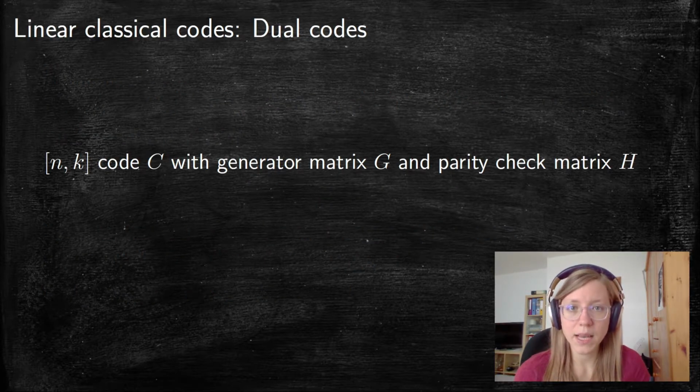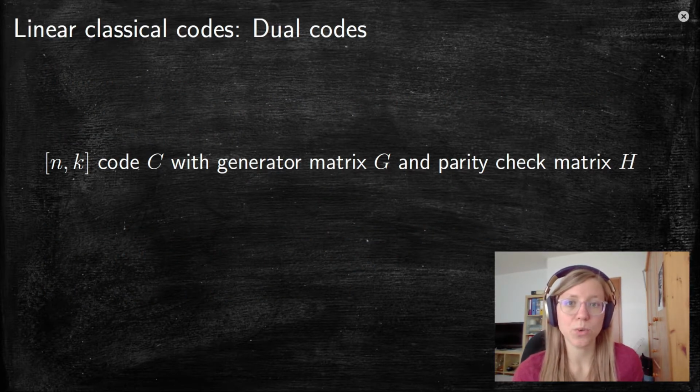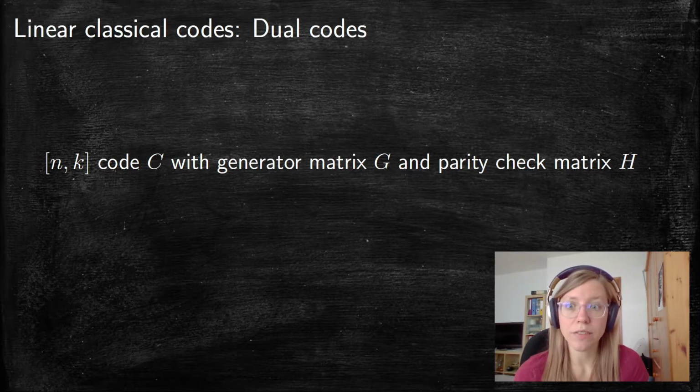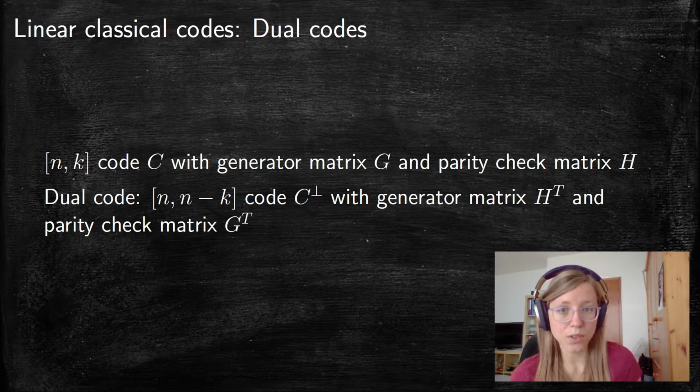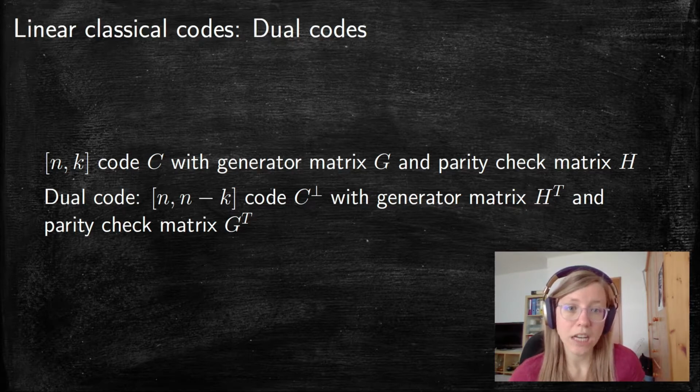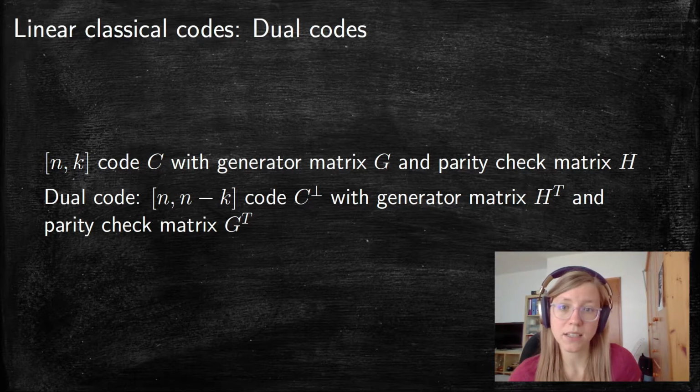There is another concept that we have to introduce before we can go to quantum error correction, which is the concept of a dual code. So if you have an n-k code C with generator matrix G and parity check matrix H, you can define the dual code, which is an n-(n-k) code C dual, where the generator matrix is the transpose of H and the parity check matrix is the transpose of G.